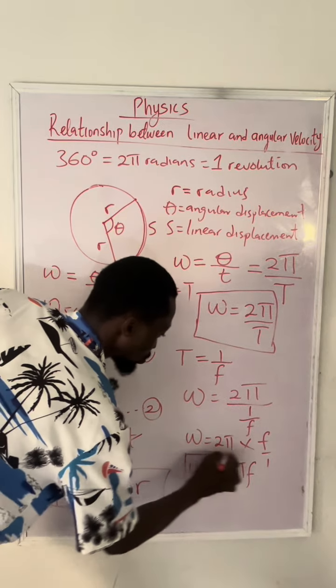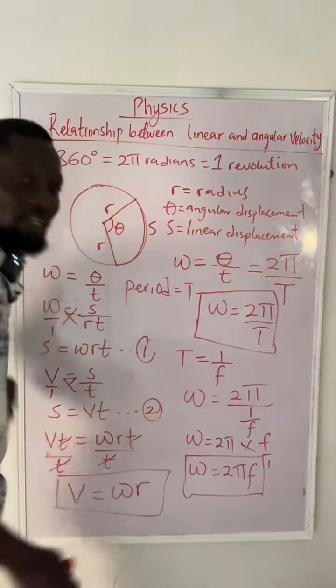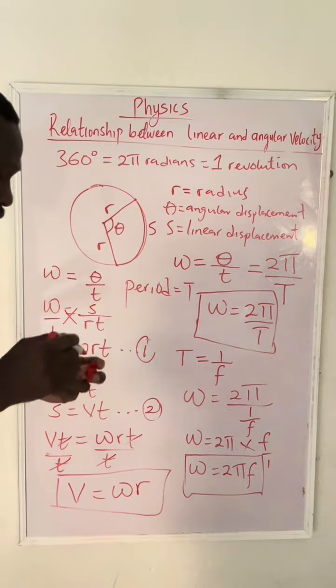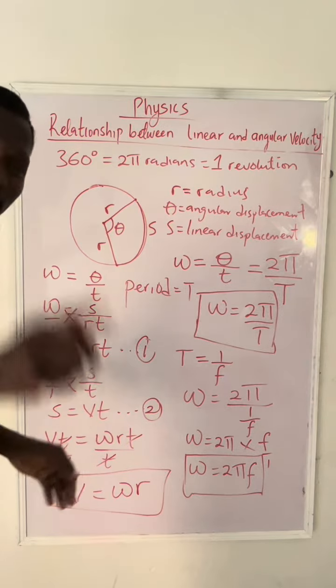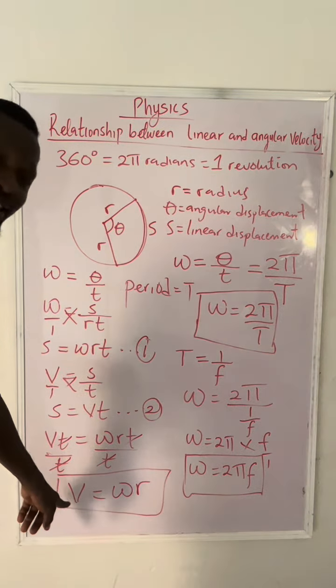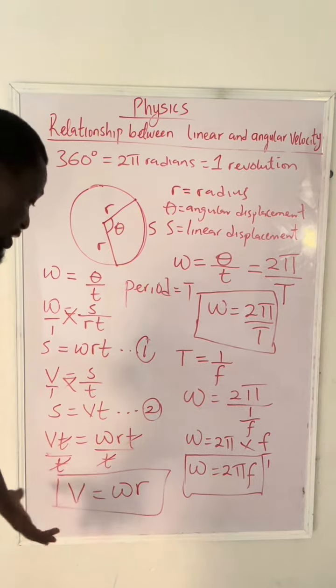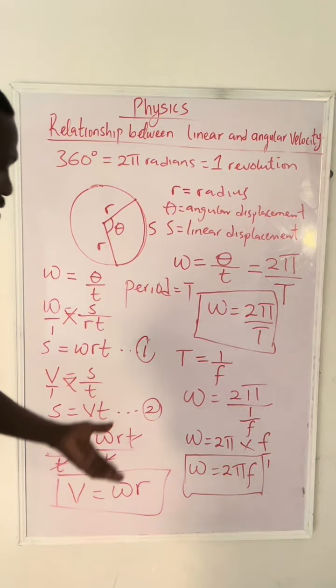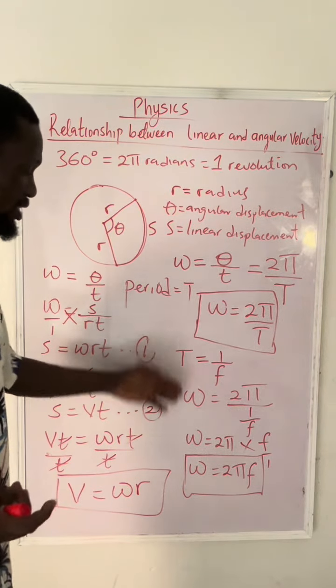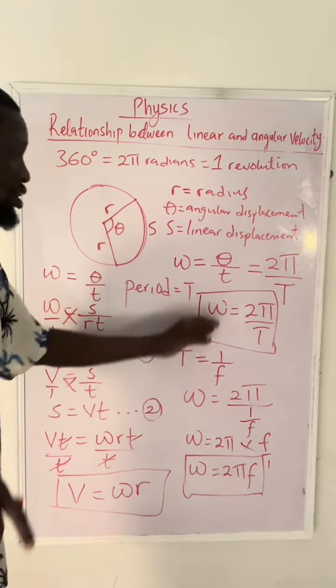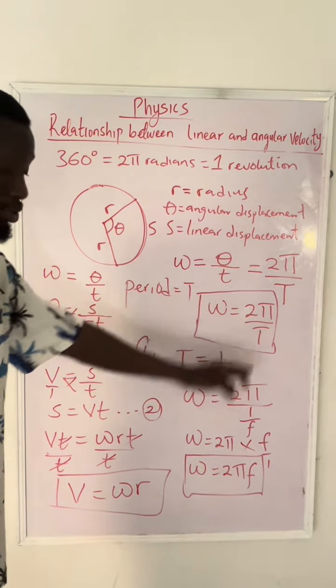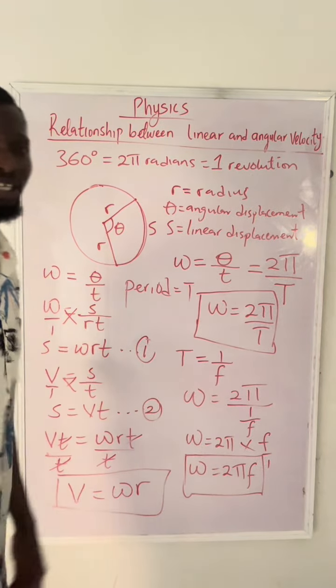So this formula is also very important. Please take note of this. When we are talking about the relationship between angular velocity and linear velocity, then you should use v equals omega r. But when you are asked to calculate the angular velocity on its own, you can consider using this if you are given the period. But if you are given the frequency, you can consider using this.